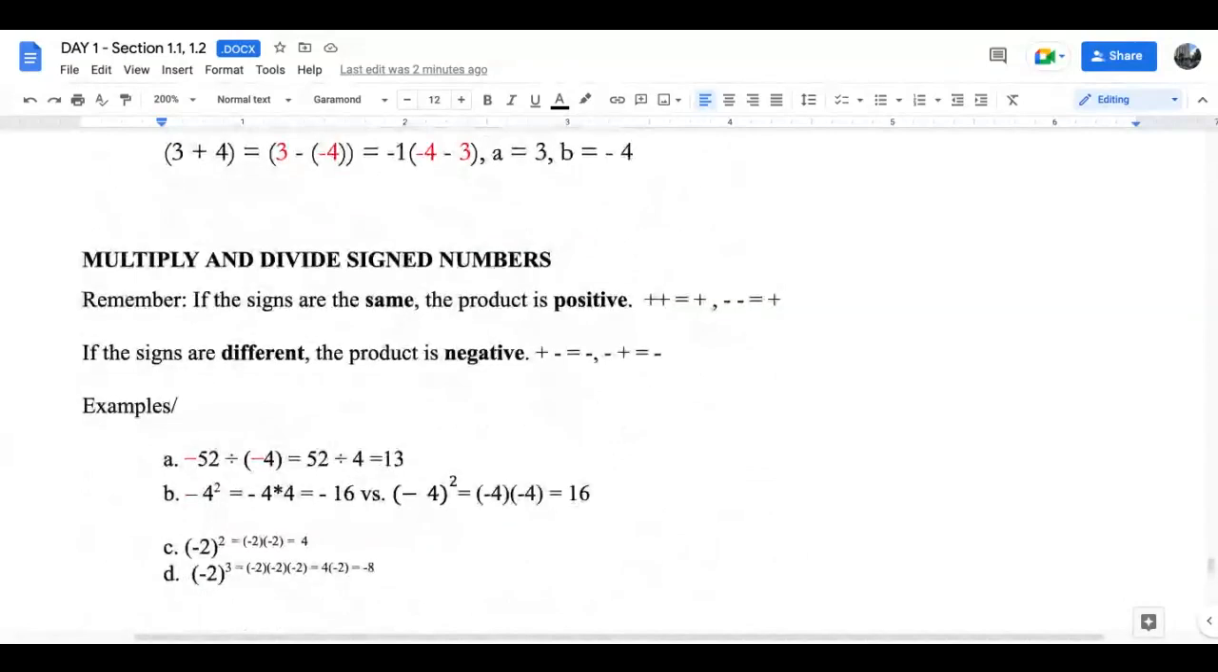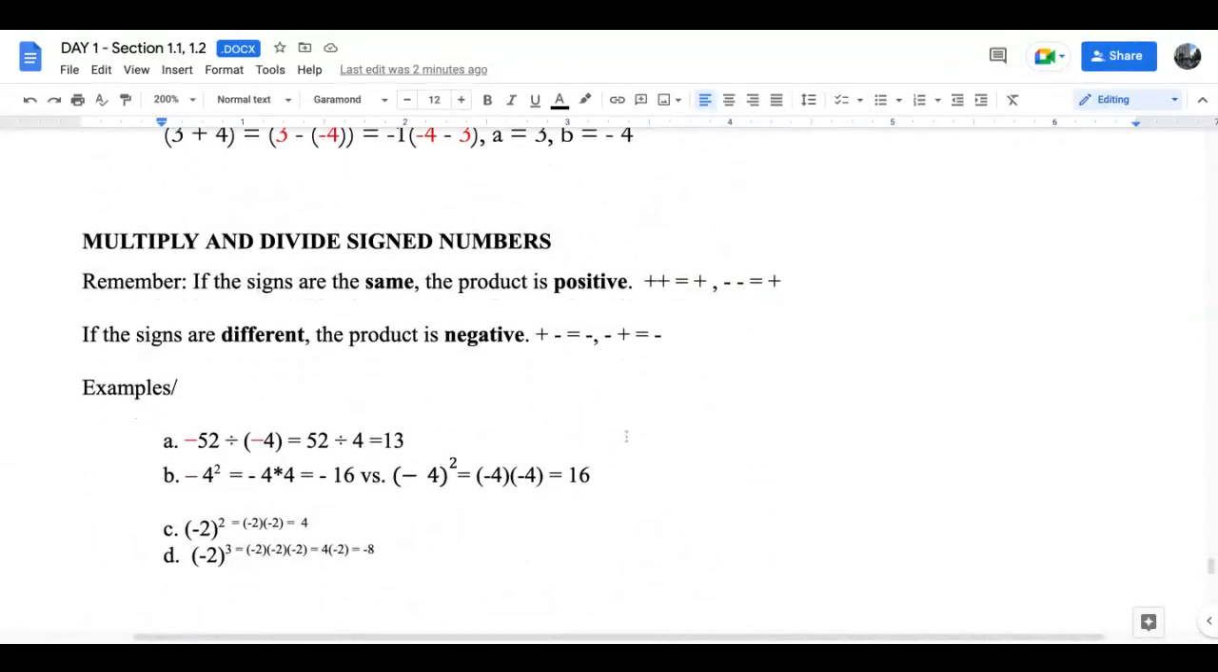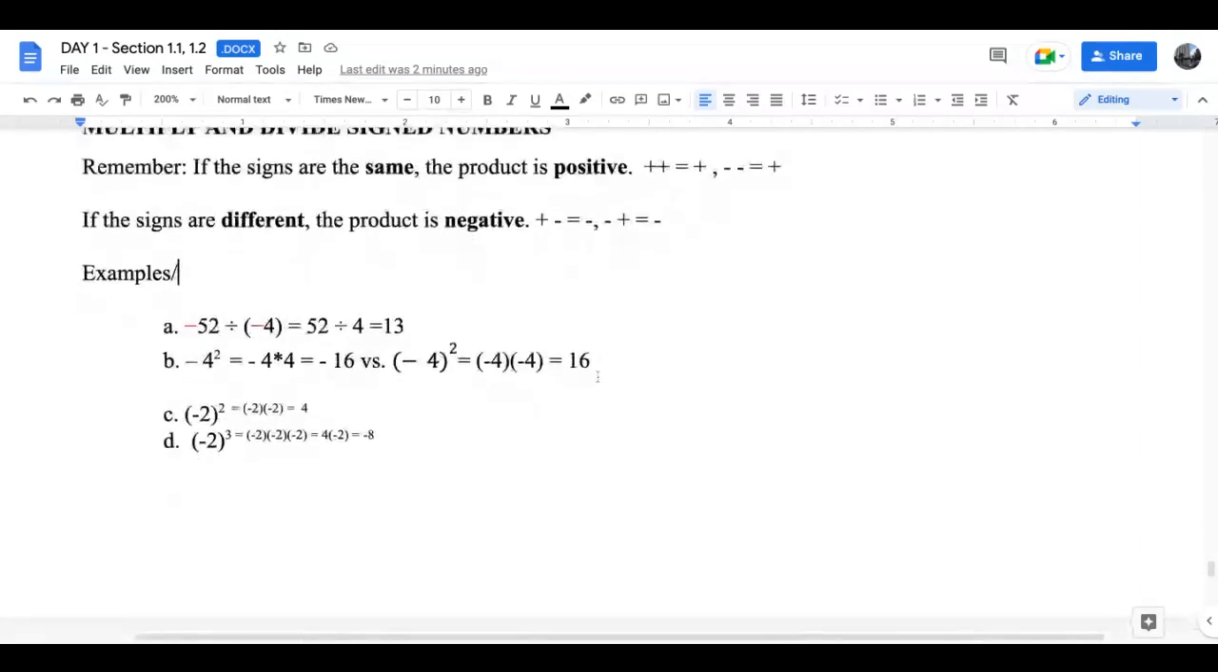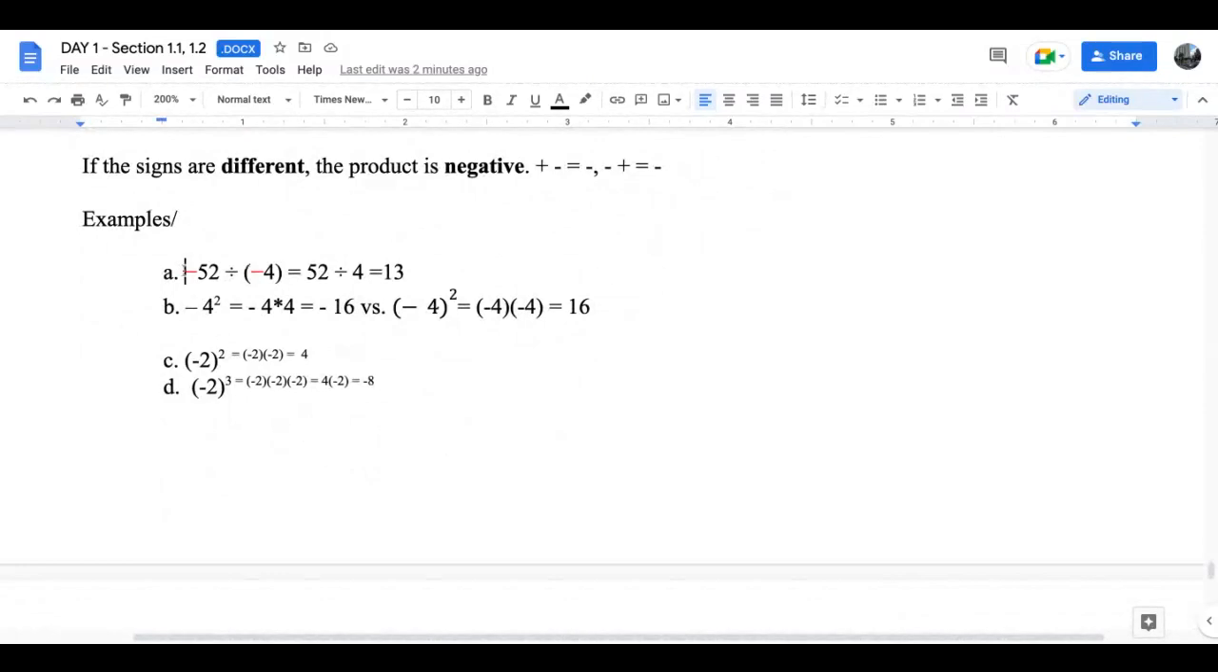Multiplying and dividing signed numbers: positive times positive equals positive. Negative times negative equals positive. Positive times negative equals negative. Negative times positive equals negative. Positive divided by positive is still positive. Positive divided by negative is negative. Negative divided by negative is positive. Negative divided by positive is negative. Some examples.